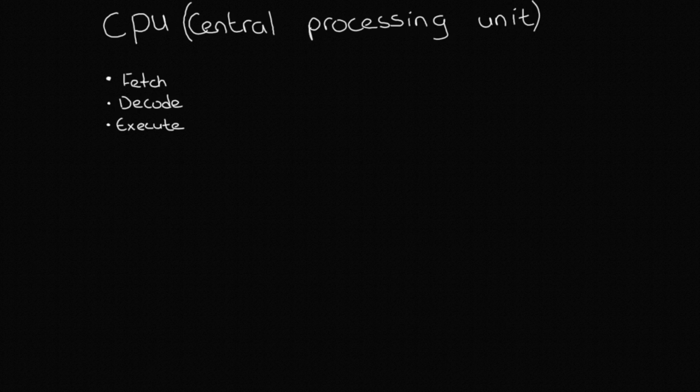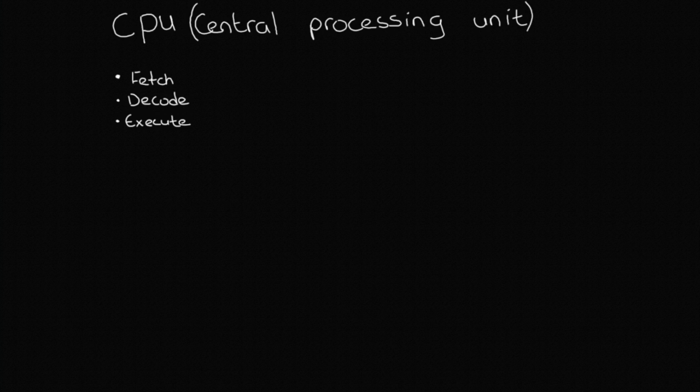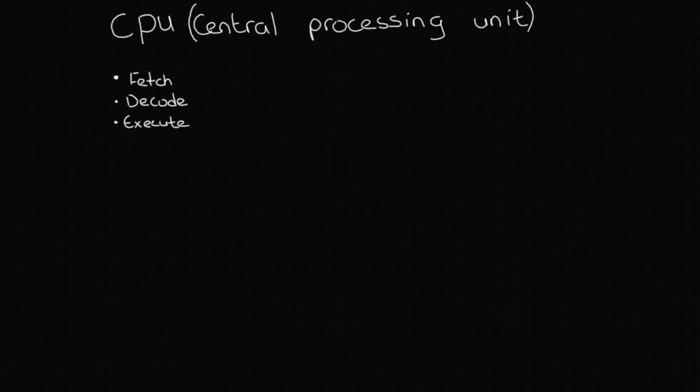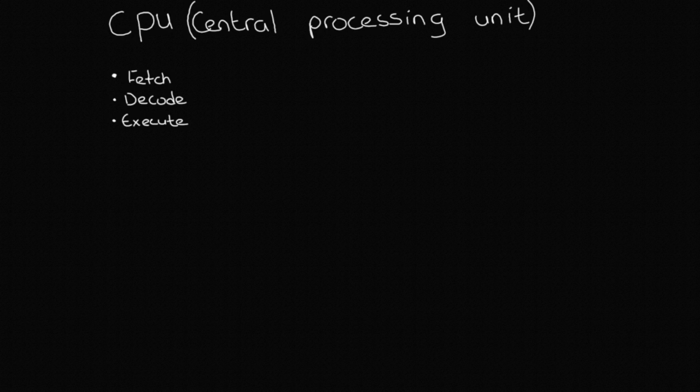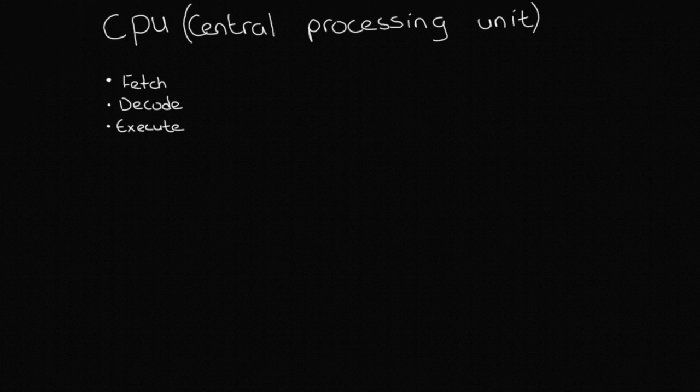Hello everyone, in this video we're going to talk about the CPU, how it works, the different parts of the CPU and how it interacts with the rest of our computer. So to start off with, CPU is short for Central Processing Unit, and it's one of the main parts of our computer. The CPU is the part of our computer that actually does all the work. It does all the calculations.